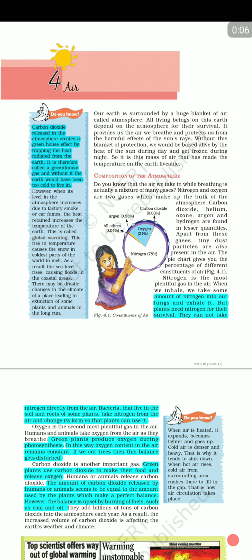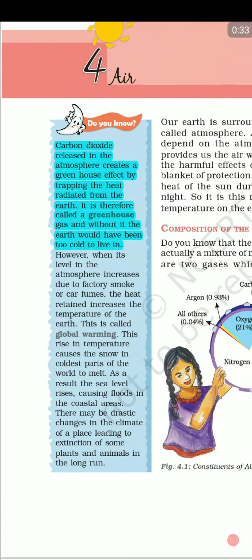Okay, in this video we'll be covering chapters 4, 5 and 6 of Class 7 NCERT Geography. So the 4th chapter is about air. What is air? The earth is surrounded by a huge blanket of air known as the atmosphere. Yes, an important fact is given here.